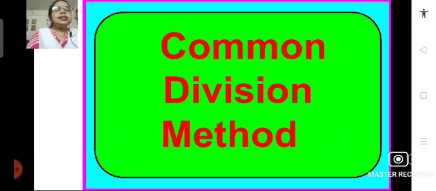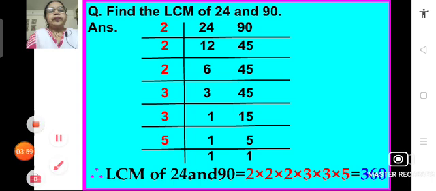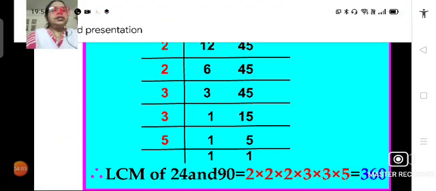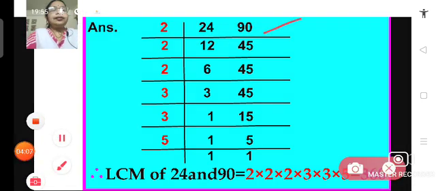Now, let's understand what is common division method. Children, common division method is the more common method to find the LCM of two or more numbers. In this, we first write the given numbers in a row like this. We write them in a row like this, and then we start dividing by the smallest prime number, which either divides both the numbers or any one of the numbers.